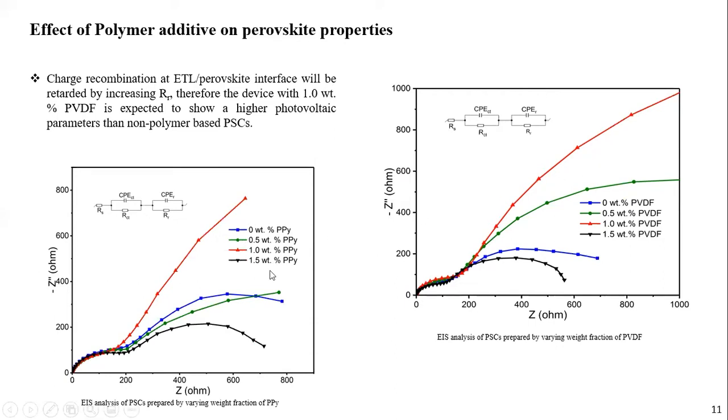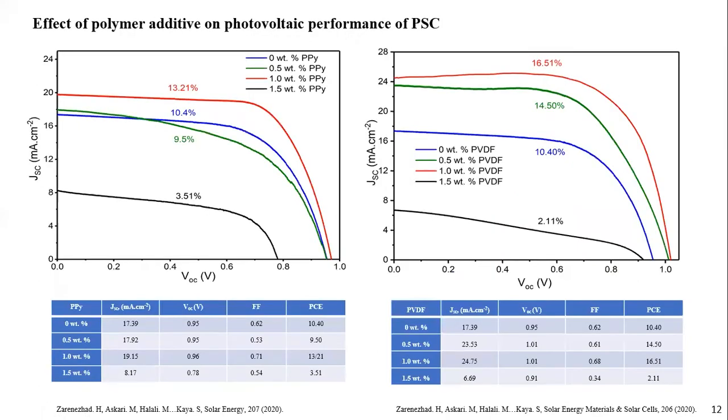As can be seen in the EIS figure, the perovskite solar cell with 1.5% polymer has a shorter recombination resistance than the pristine one, which is in good agreement with the other results.